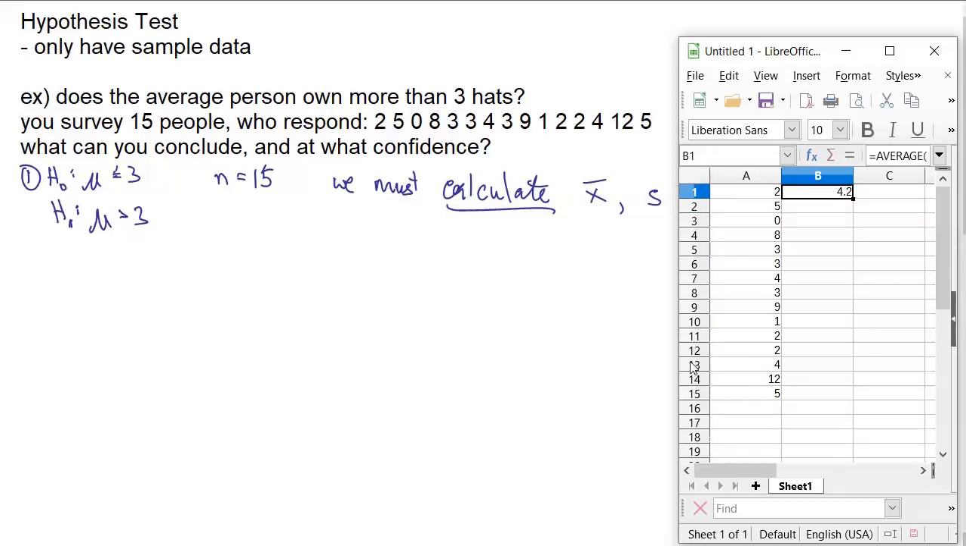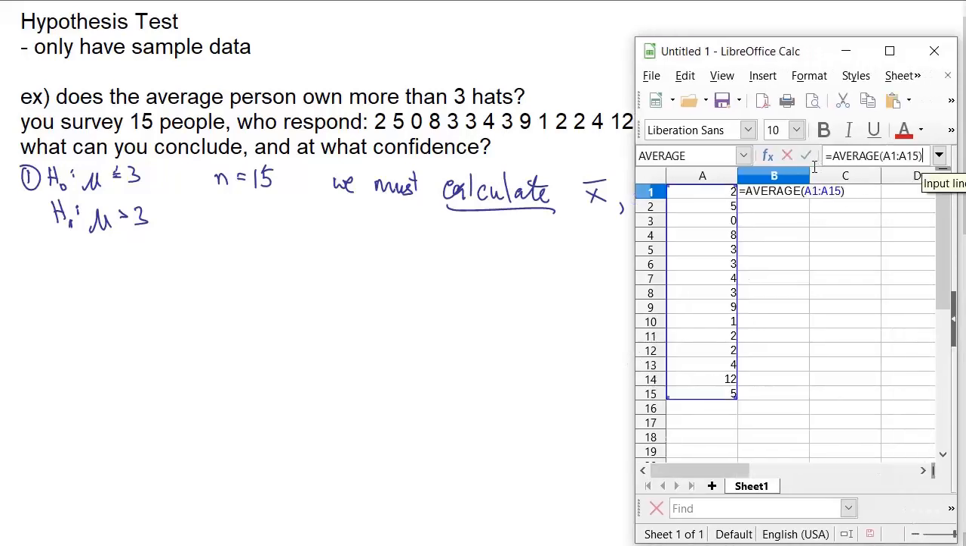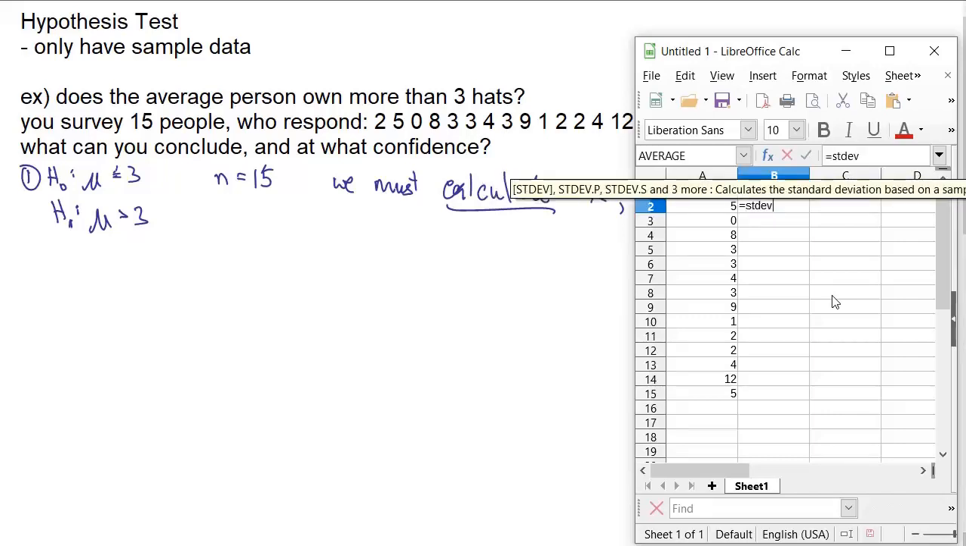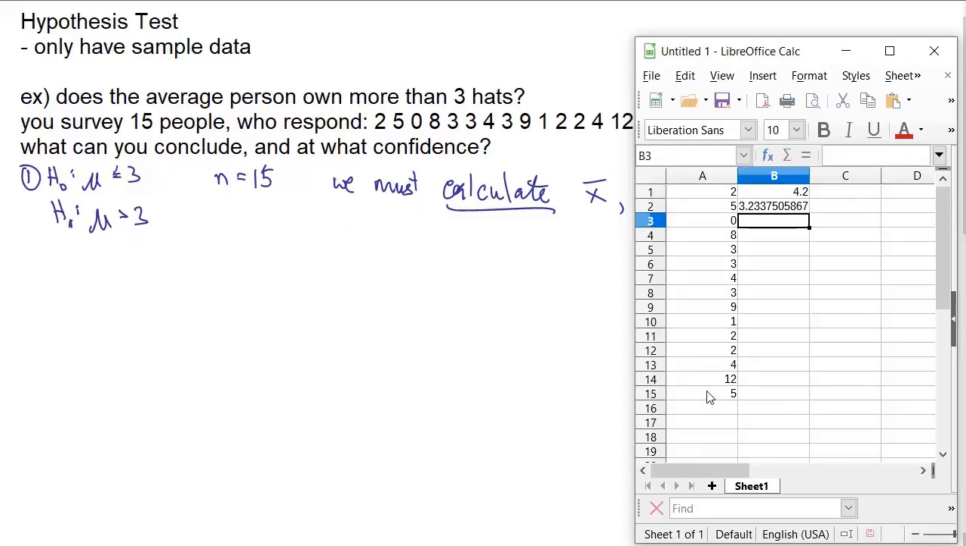Again, just looking up in the formula bar over here, you can see what was typed in. So you can just type in equals average open parenthesis and then highlight your data. And that tells you the mean. So that's our x bar. Our x bar is 4.2. Now we need the standard deviation. The command for that is equals stdev open parenthesis. And now just highlight your data and then hit enter. And there is your standard deviation s.